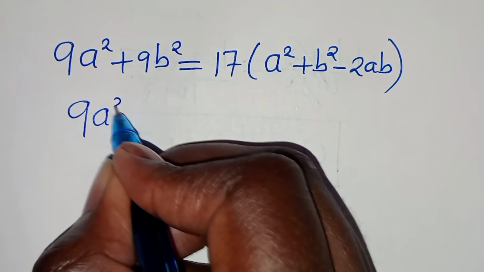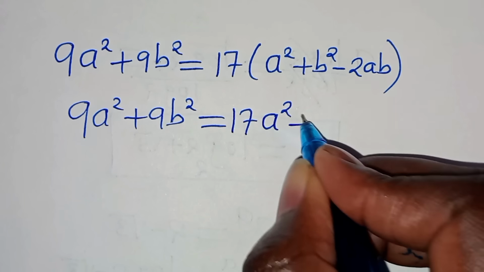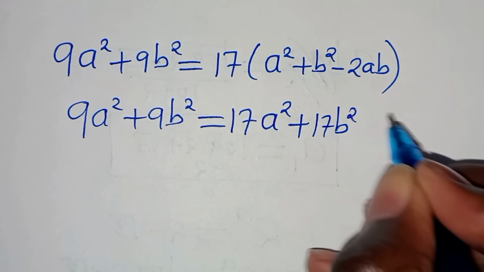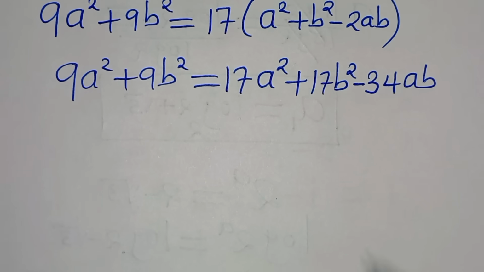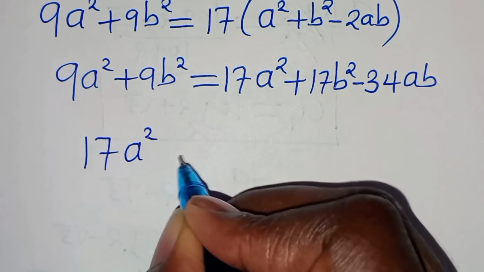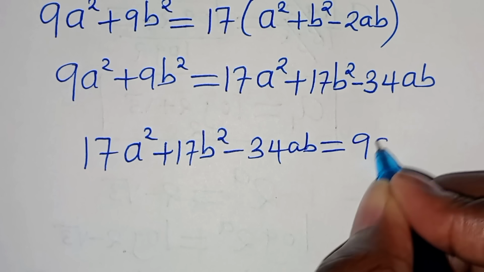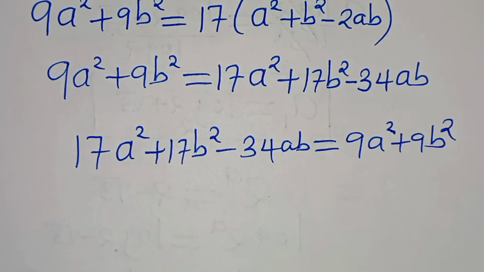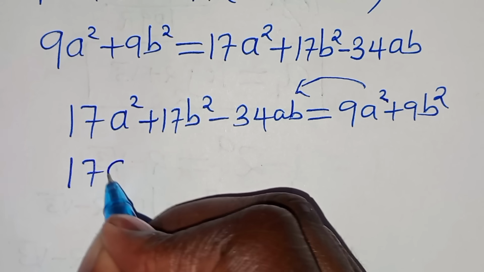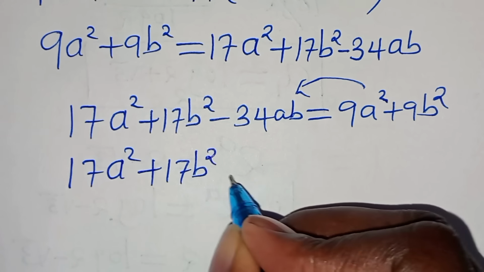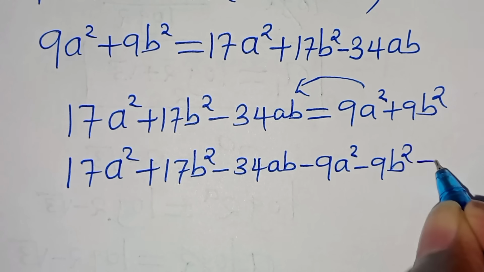Now we have 9a² + 9b² equal to 17 times a², which is 17a², plus 17 times b², which is 17b², minus 17 times minus 2ab, which is minus 34ab. So we can write this as 17a² + 17b² − 34ab equal to 9a² + 9b². Now, let's take 9a² + 9b² to the left hand side, so that we have 17a² + 17b² − 34ab − 9a² − 9b² equal to 0.